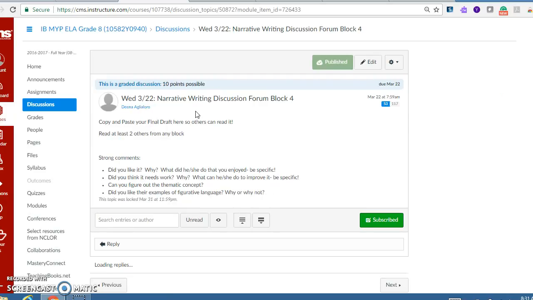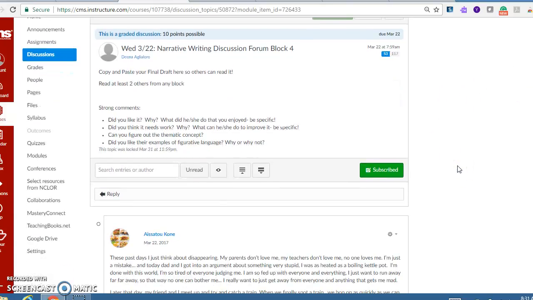And then as a prompt, I wrote, copy and paste your final draft here so others can read it. Read at least two others from any block. And that's super important to me because each one of my blocks is different. My first block is an inclusion block, my third block is a standard block, and my fourth block is an honors block. So I wanted them, especially the students in my inclusion block, to be reading the students in my honors block and seeing what really strong writing looks like. And vice versa, I wanted my honors block to look at my inclusion block and to help them get feedback because they don't really get strong feedback from their peers.